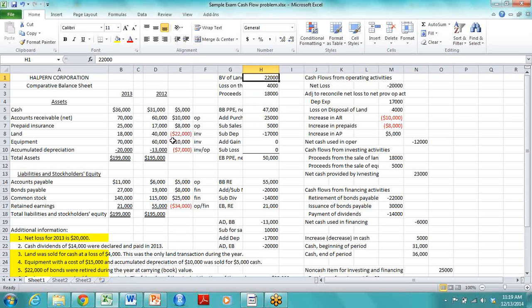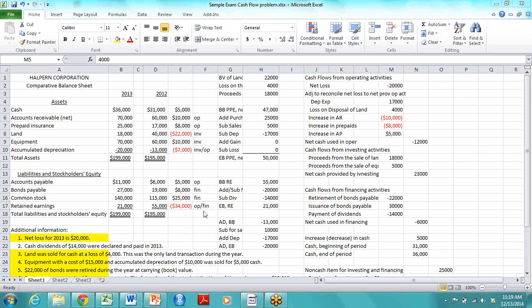The change here is 22. We know, though, that 22 represents the book value coming off our balance sheet, but we didn't get 22,000 for the land. We had a loss of 4,000, so we must have got 18,000 as the proceeds. And remember, we want to adjust the net loss here for the non-cash items like loss on disposal. That goes in operating. It's just where it goes for purposes of reconciling net income. So that's that question.